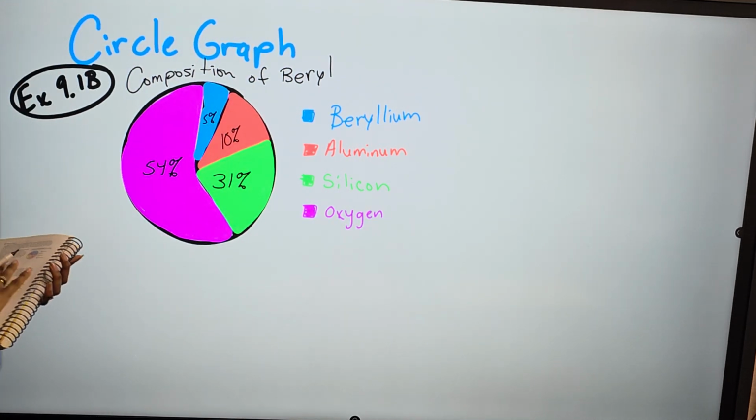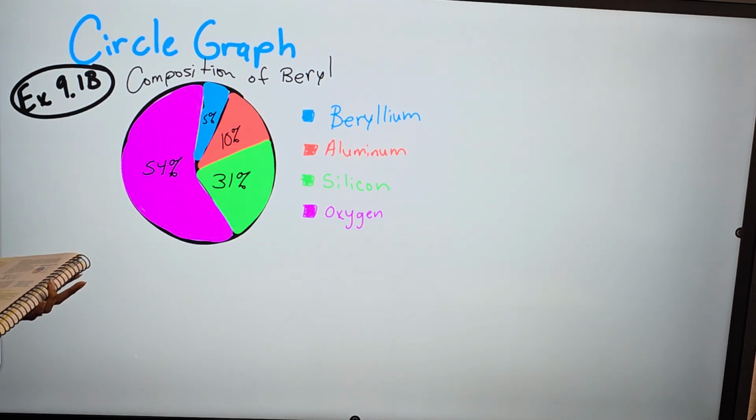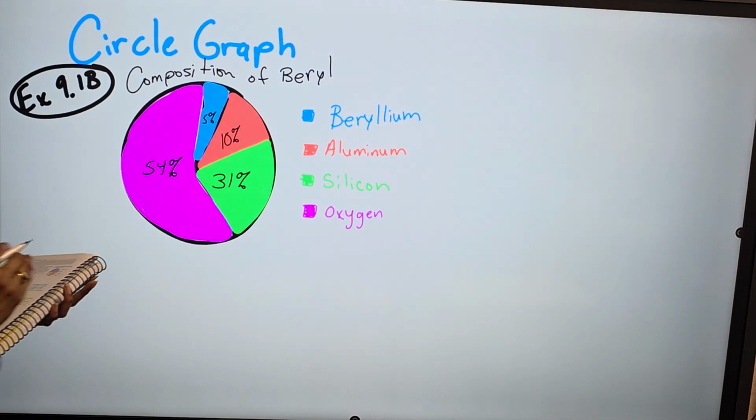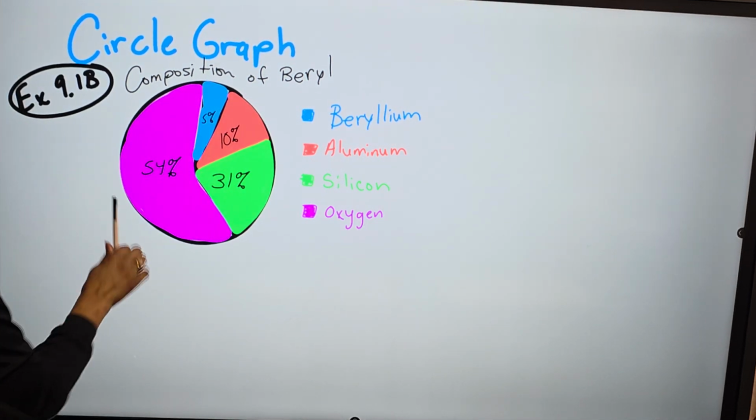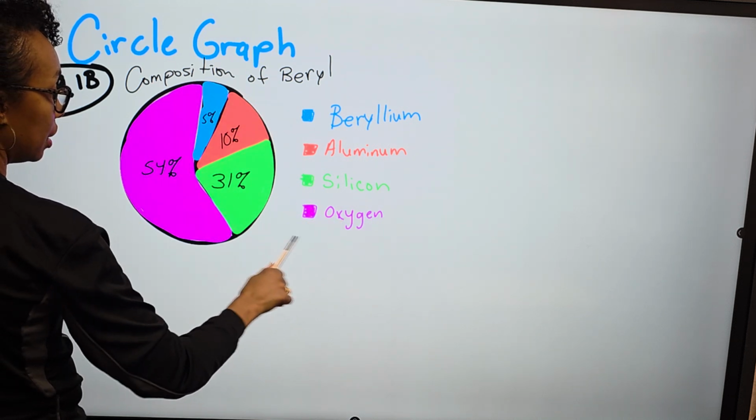So let's see what kind of questions they're asking us about our circle graph. The first question says, which element is the most abundant in beryl? Well, we can just look at it and say, obviously this big purple section, it would be oxygen.